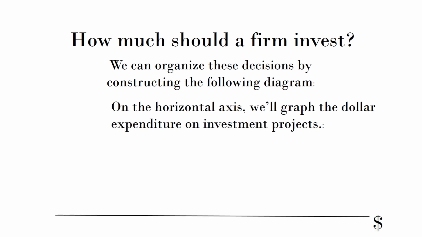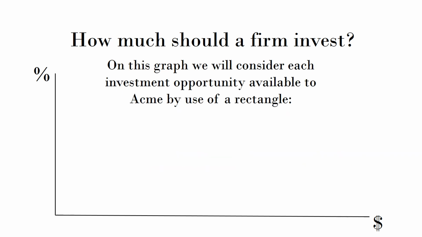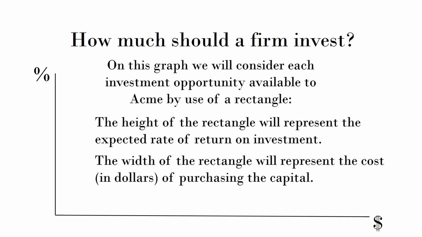Now we can organize these decisions that you must make as the CFO by constructing the following diagram. On the horizontal axis, we'll measure the dollar expenditure on investment projects. And on the vertical axis, we will measure rate in percentage terms. On that axis, we'll be able to put the rate of return as well as the interest rate. On this graph, we will consider each investment opportunity available to Acme Company by use of a rectangle. The height of the rectangle will represent the expected rate of return on investment as estimated by the CFO, and the width of the rectangle will represent the cost, in dollar terms, of purchasing the capital.